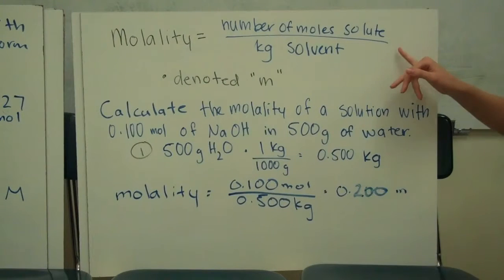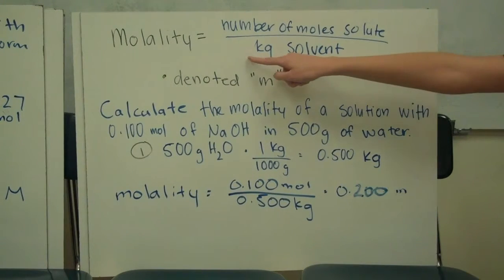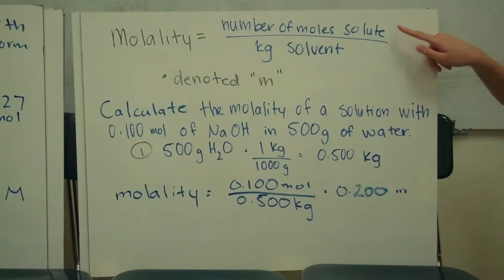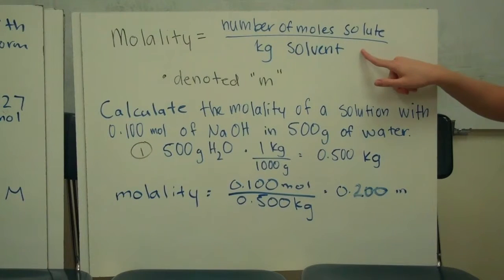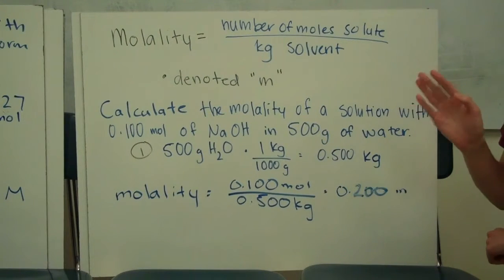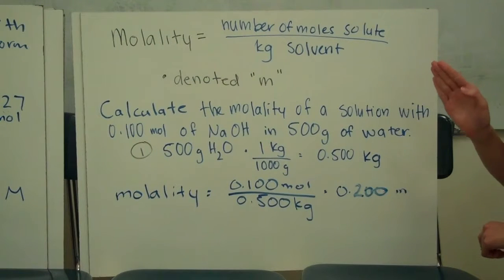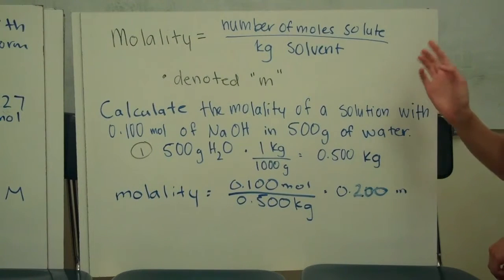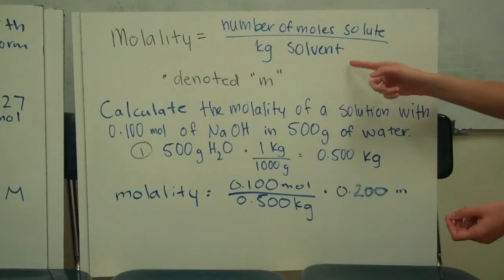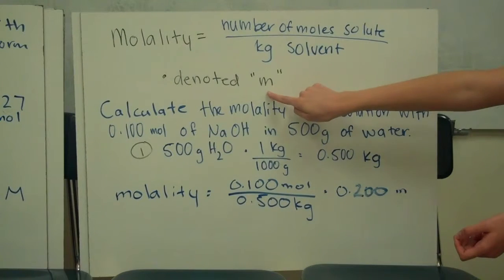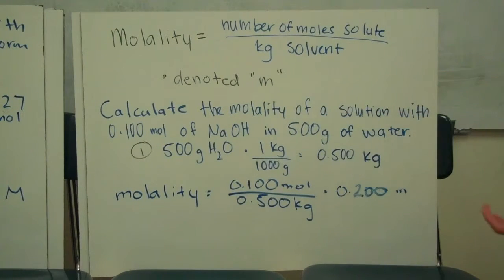Our next way of expressing concentration is molality. Molality is the number of moles of solute over your kilograms of solvent. That's the main difference between molarity and molality. Instead of having your moles of solute over your total liters of solution, you have it over the kilograms of your solvent. And this is denoted with a lowercase m.